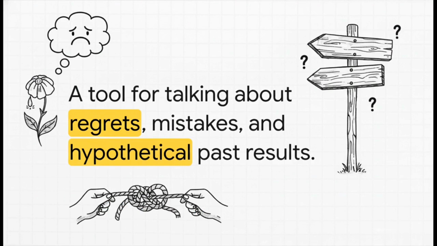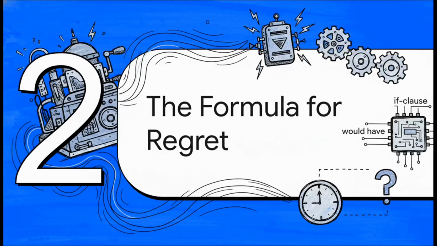And here it is. This is our solution, our grammatical time machine. It's called the third conditional. And it's not just some boring rule from a textbook. It's a super powerful tool that lets us talk about our regrets, really look at our mistakes, and imagine different endings for things that are totally done and dusted.